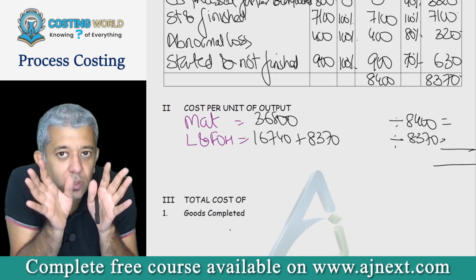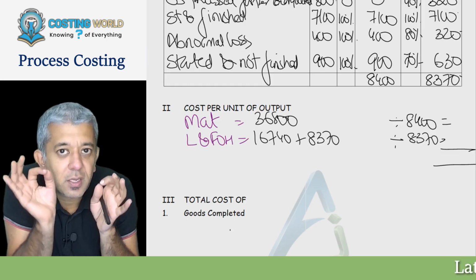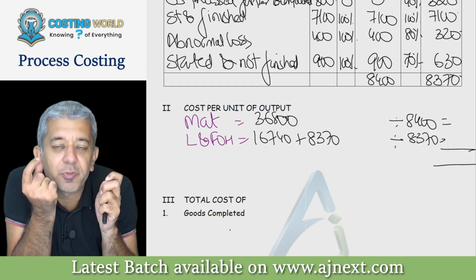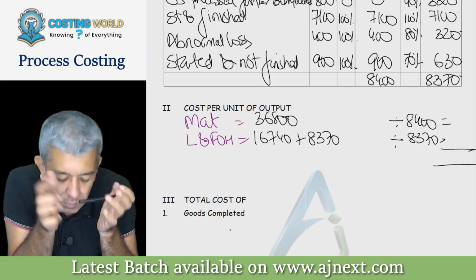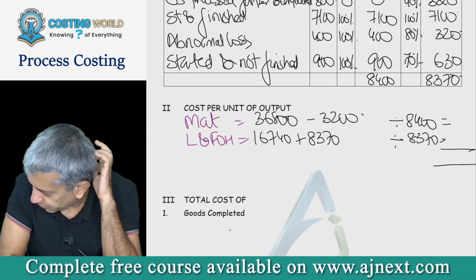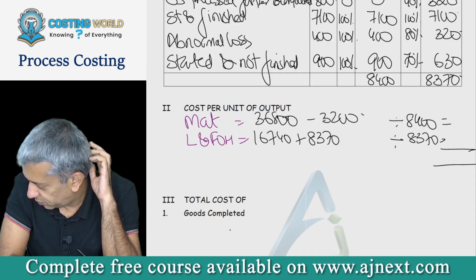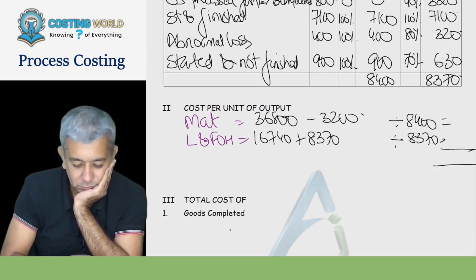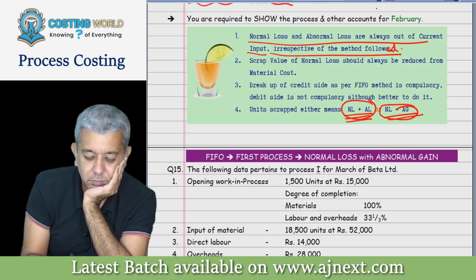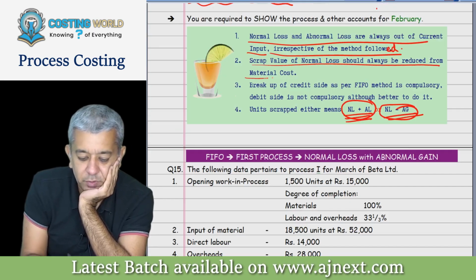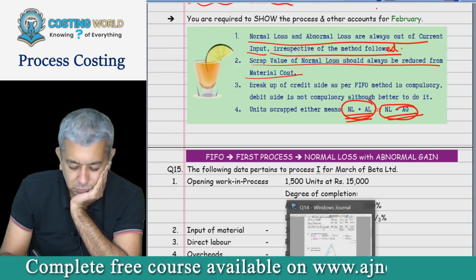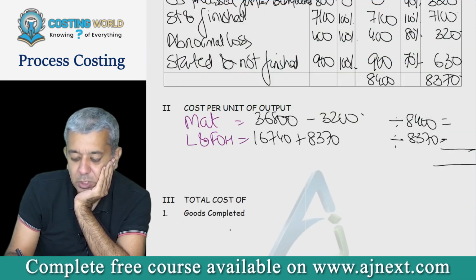Yes, sir. So whatever scrap you get, you always get scrap for which particular part of your cost? Material. So always reduce it from here. I have written this particular part over here. Scrap value of normal loss will always be reduced from material costs. Done. Get me these two answers, please.